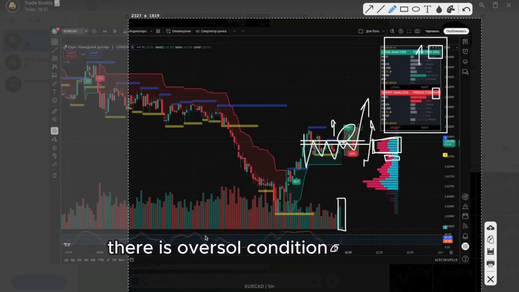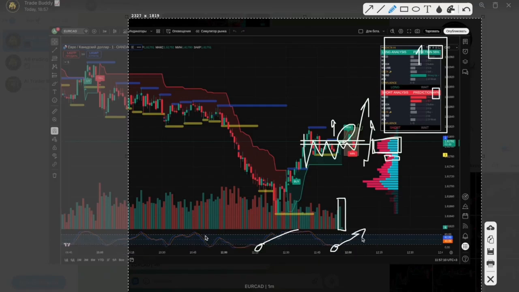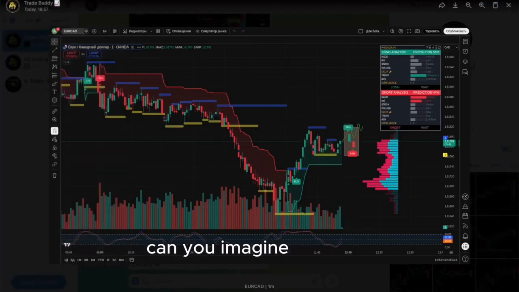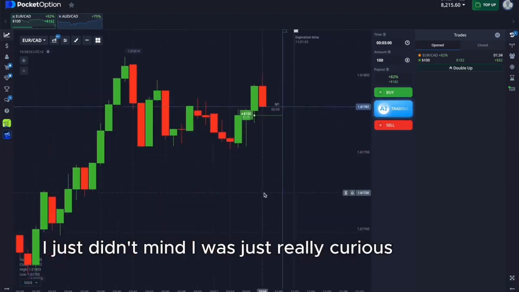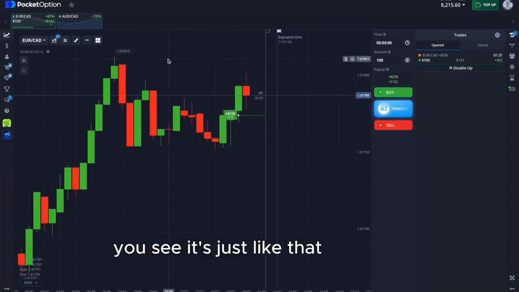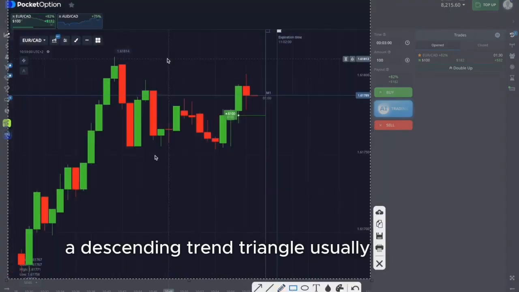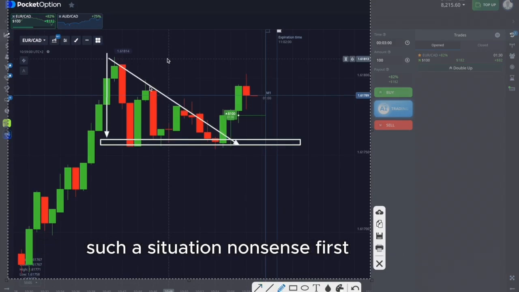There is an oversold condition just like here. Overbought is happening, overbought is happening. 5 indicators pointing up, can you imagine? Well, I entered. I just didn't mind, I was just really curious. But that's possible. You see, it's just like that. A descending triangle usually, in 90% of cases, plays out to the downside. That's why it became interesting here, such a situation.